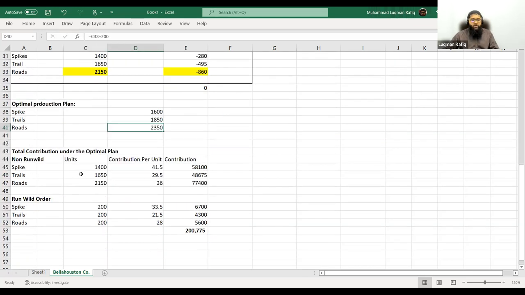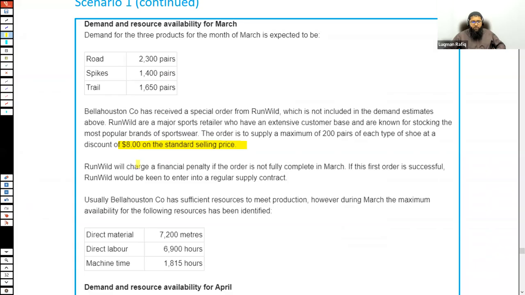The total contribution under the optimal plan is going to be like this, with non-Run Wild and with the Run Wild order. This and this. Do you get it now? Okay, anyone else having any other question till now? Okay, let's move on to the next part of the requirement.